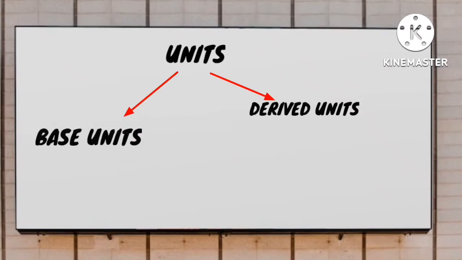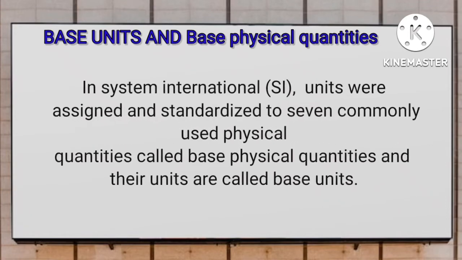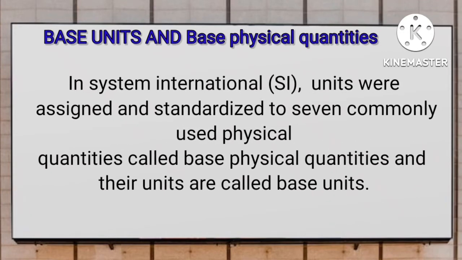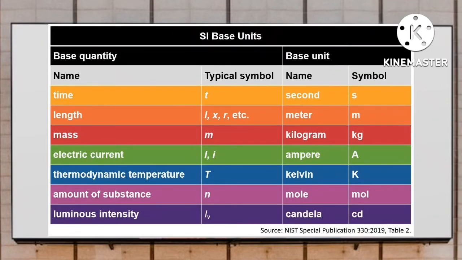Units are of two types, base units and derived units. In System International, units were assigned to 7 commonly used physical quantities called base physical quantities, and the units are called base units. Here is a table of 7 base units. The table includes time, represented by T, base unit is second, represented by s. Second is length, represented by L, X, R. Base unit is meter, and meter is represented by m.